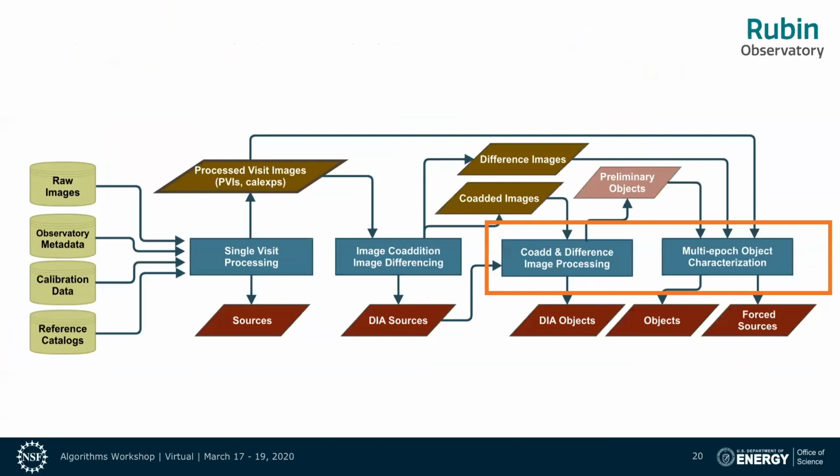Okay, the last stage of the processing pipeline is coadd and difference image processing and multi-epoch characterization. You'll notice that I said the word processing a lot too. By this, we really just mean detection and measurement. For single visit processing, our software component name for this is processCcd, meaning we detect and measure on a CCD. The processDiffim, for example, means we detect and measure on a difference image.